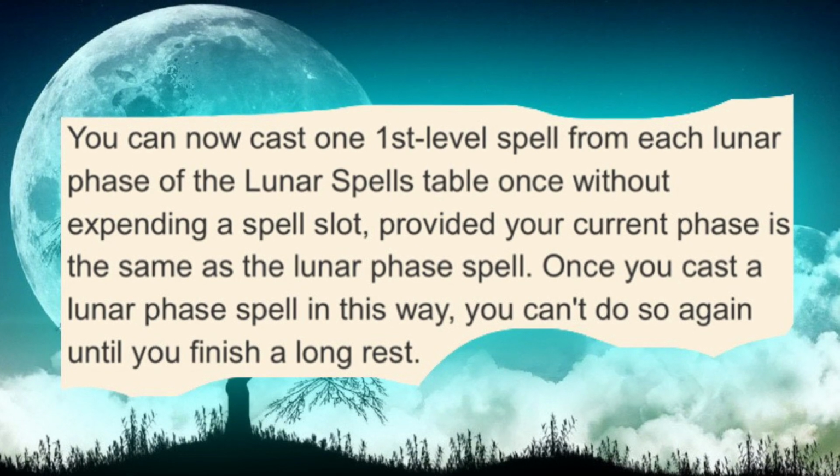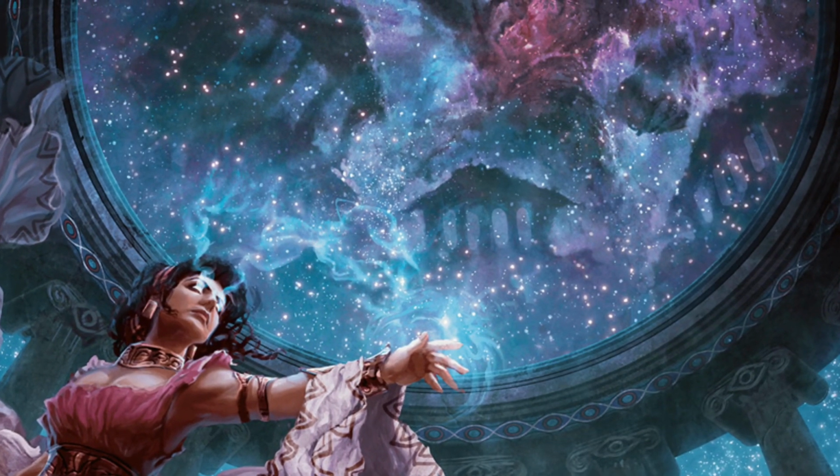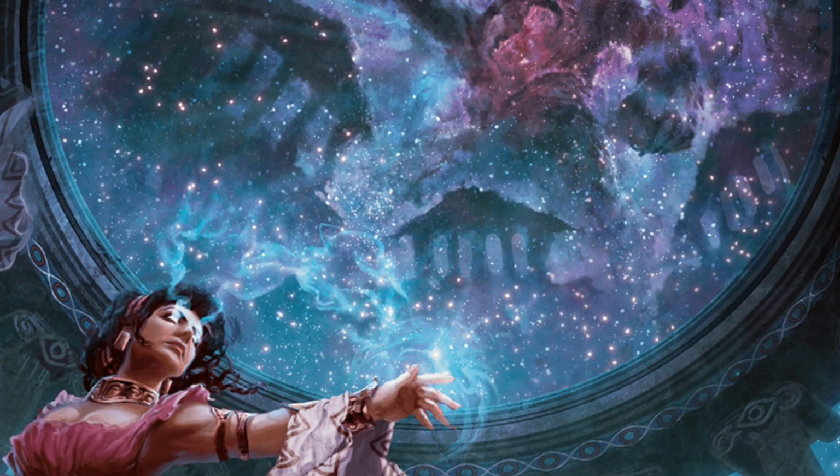Once you cast a lunar phase spell in this way, you can't do so again until you finish a long rest. That last portion is a little bit confusing, and what it means is previously you could only be in 1 lunar phase per long rest, so you could cast only that 1 first level spell once per day. You can now swap in and cast each one of those first level spells by switching your phase of the moon, but you can only do that once per lunar phase. It's a little tricky. Once you get your head wrapped around it, it's really not so bad.